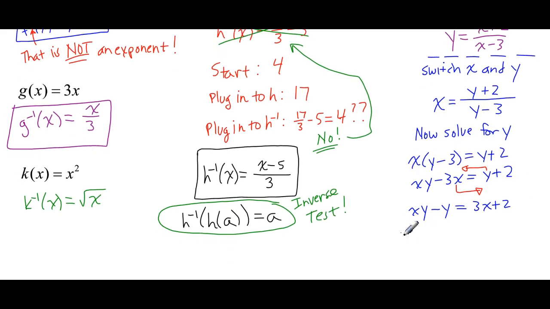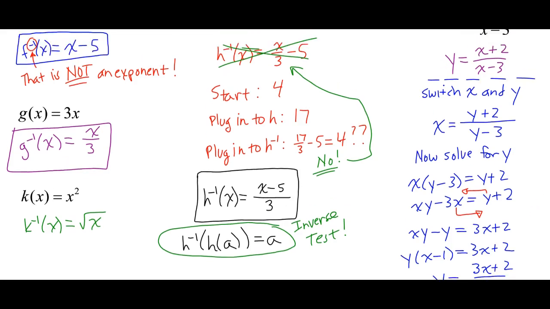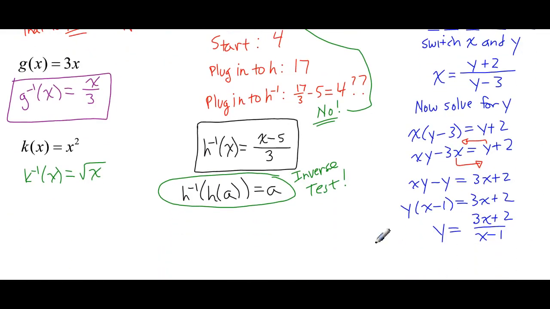And now to finish solving for y, I'm really almost done. I factor out y, and then divide by that x plus 1 thing, and I'm done. So what was the letter we started with? That was t of x. So this is going to be t inverse of x equals 3x plus 2 over x minus 1.